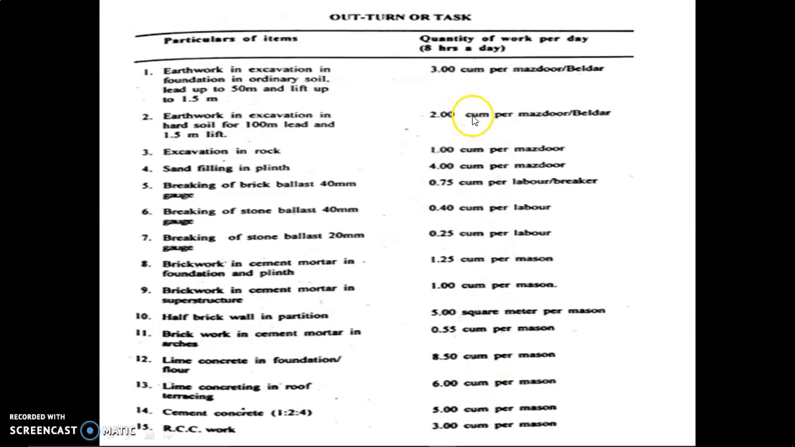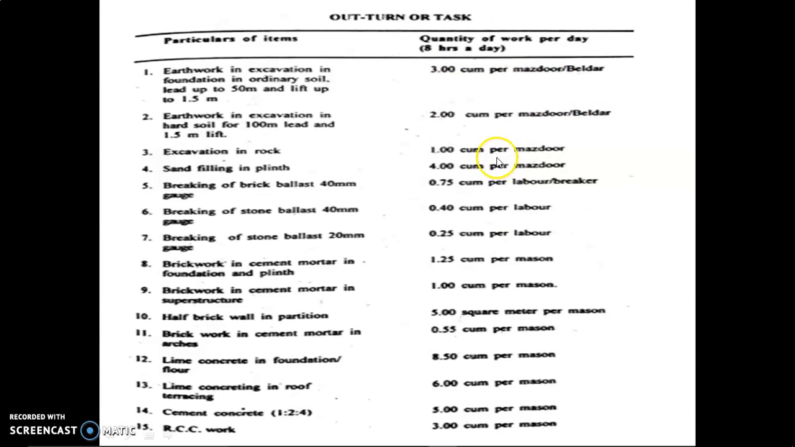Now, in IS 7272, we have some labor requirements given according to the work. So we take this table from IS 7272. This is the work, earthwork in excavation, in foundation, in ordinary soil. So here we require 3 cubic meter per mazdoor and beldar, means one mazdoor or beldar is doing 3 cubic meter of work.